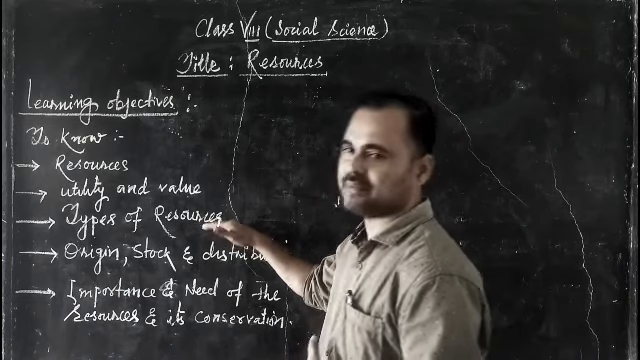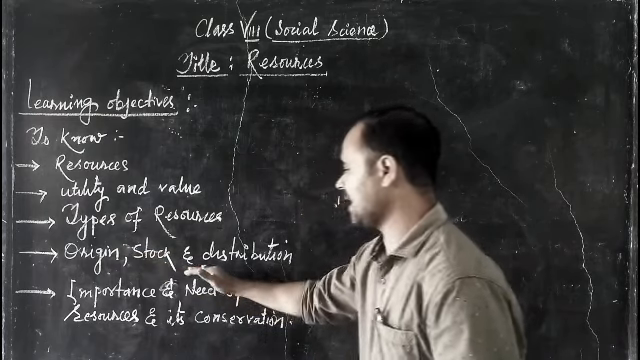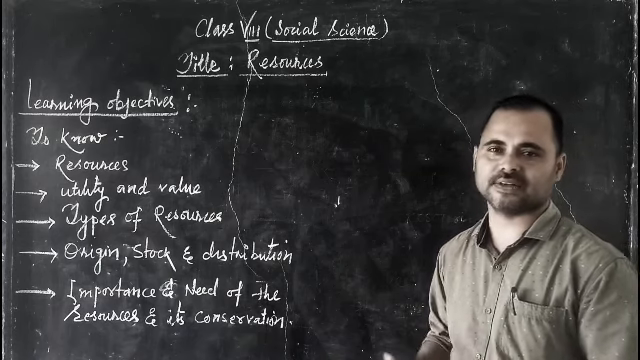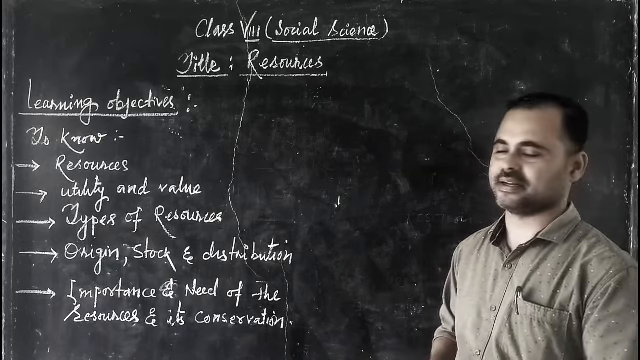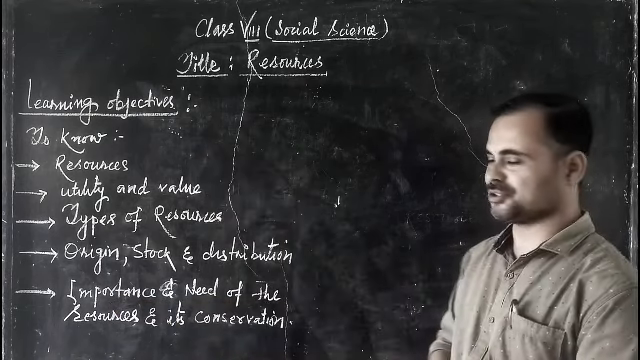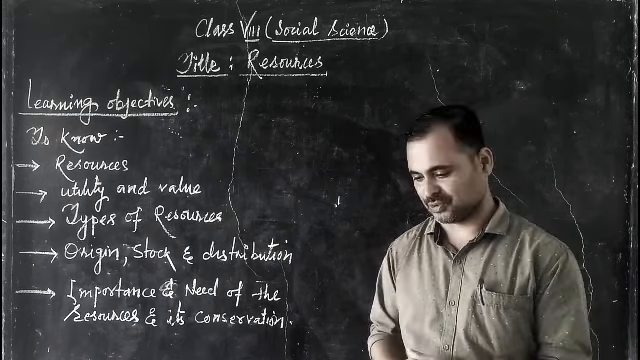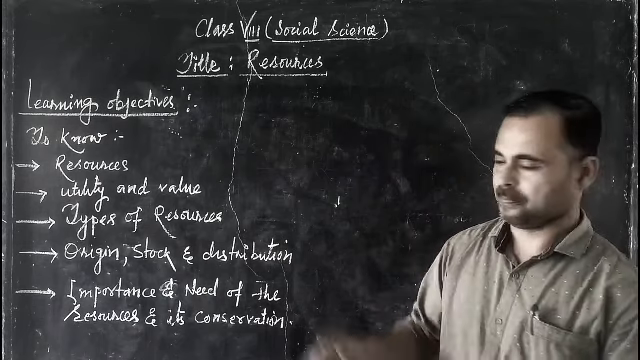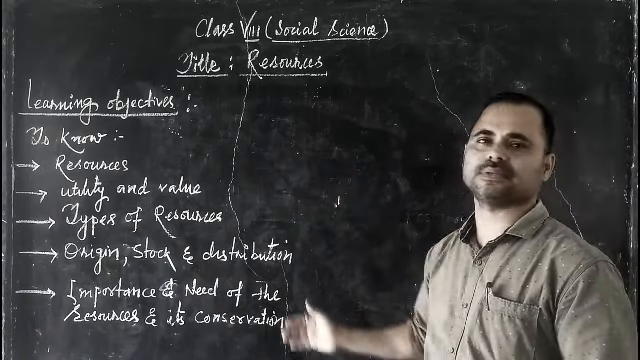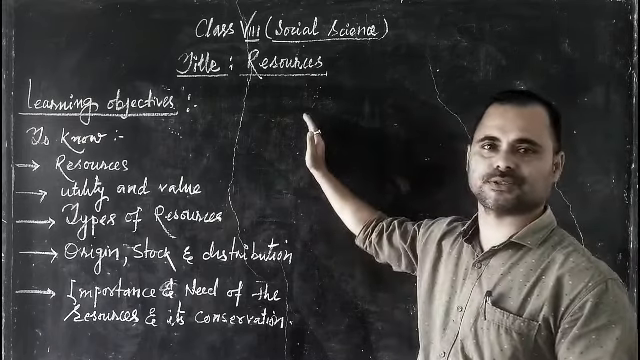We will also come to know the different types of resources. We will learn about the origin, stock and distribution of resources in different parts of the world, in different parts of the country and various regions of the state. Finally, we will see the importance and need of resources, and how we can conserve them. So these are the objectives of the chapter.